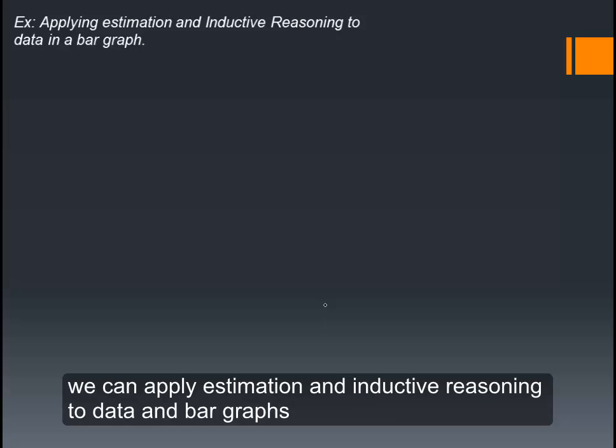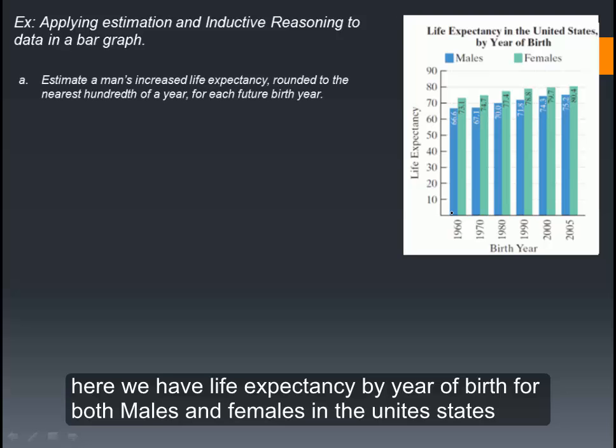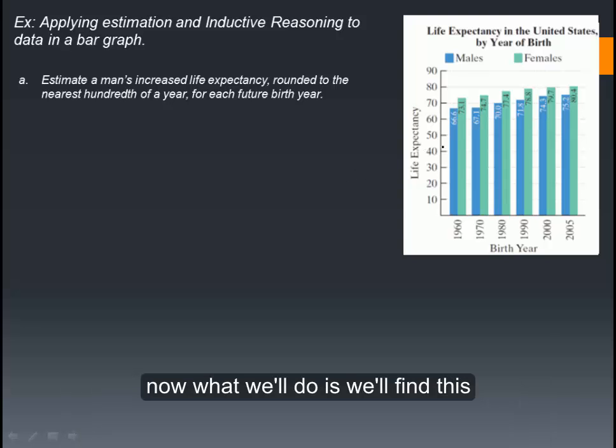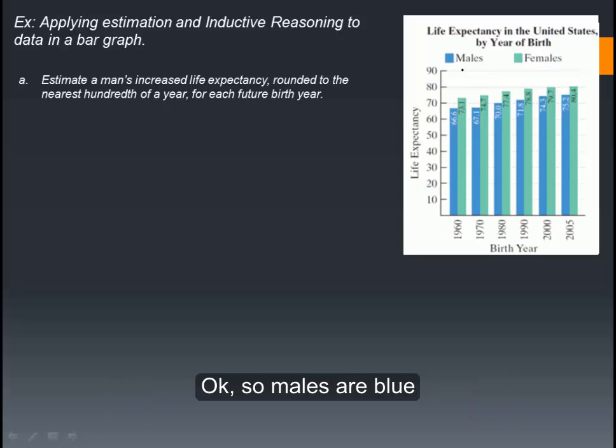We can apply estimation and inductive reasoning to data and bar graphs. Here we have life expectancy by year of birth for both males and females in the United States. So we can estimate a man's increased life expectancy rounded to the nearest hundredth for each future birth year. Now, what we'll do is we'll find this rate of change. That's the increased life expectancy. Okay, so males are blue. Here I have 66.6 and 75.2.